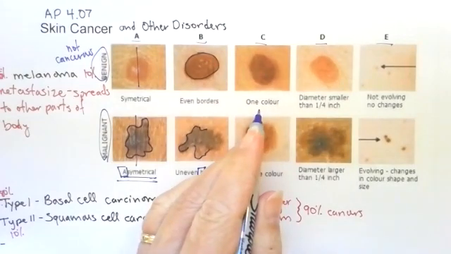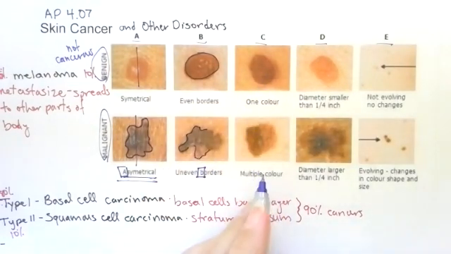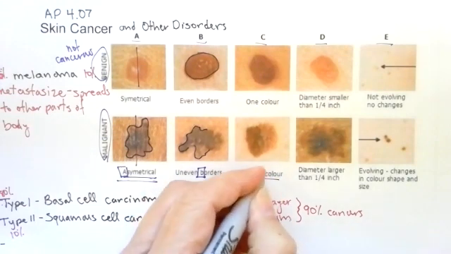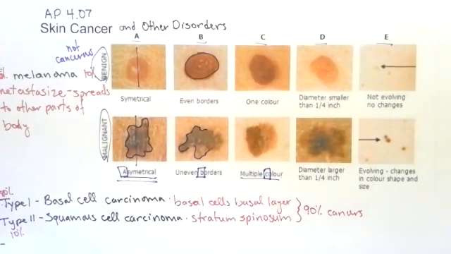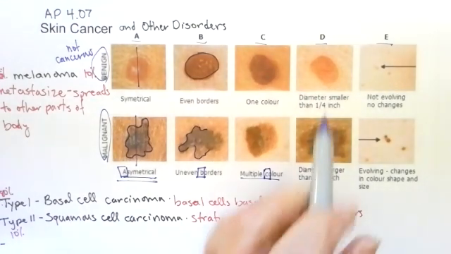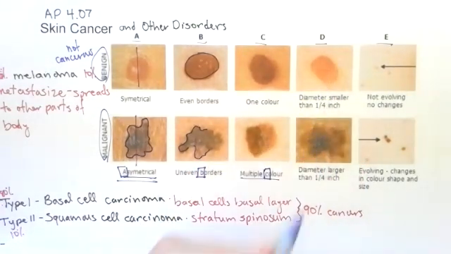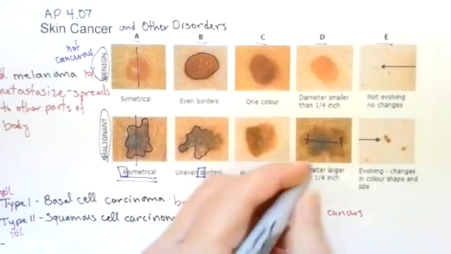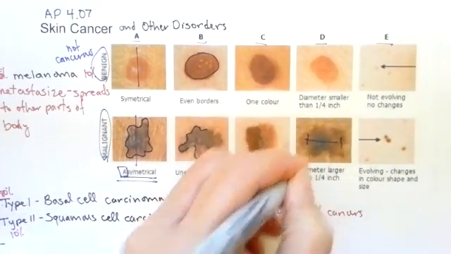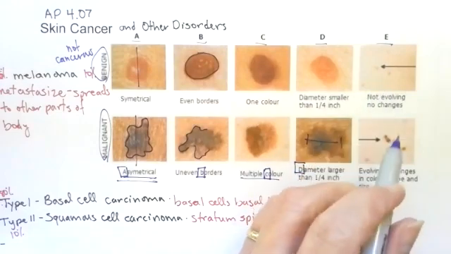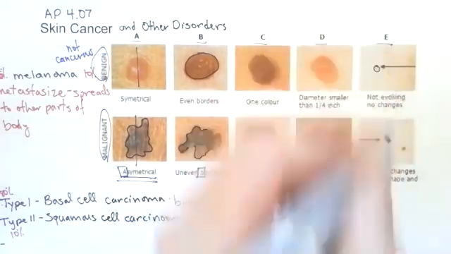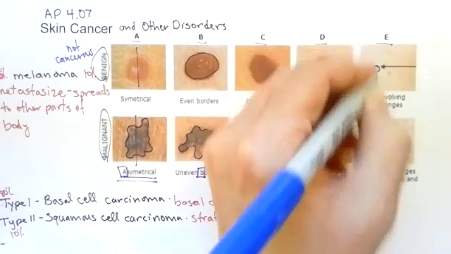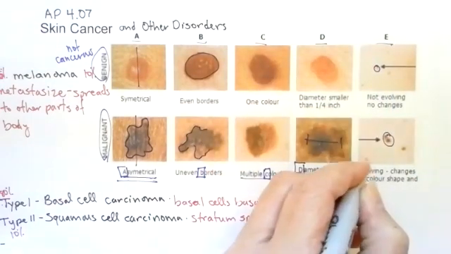C is color. This is all brown. This is half light brown, half dark brown. We have multiple colors. That's a problem. D is for diameter. Is it smaller than 1/4 of an inch? This has grown to larger than 1/4 of an inch. So D is for diameter. And E is evolving. So this was how the mole started. This is what it looks like now. This mole has changed. It has evolved.